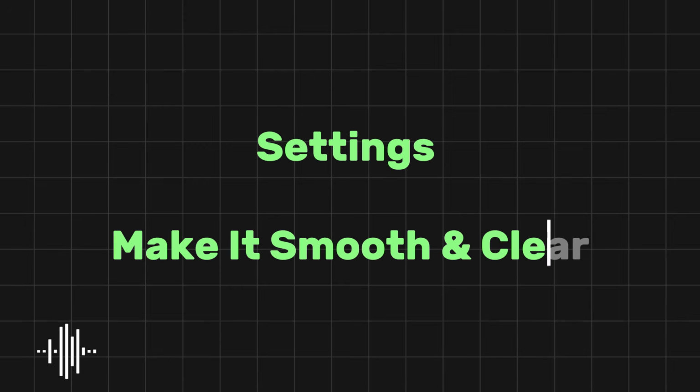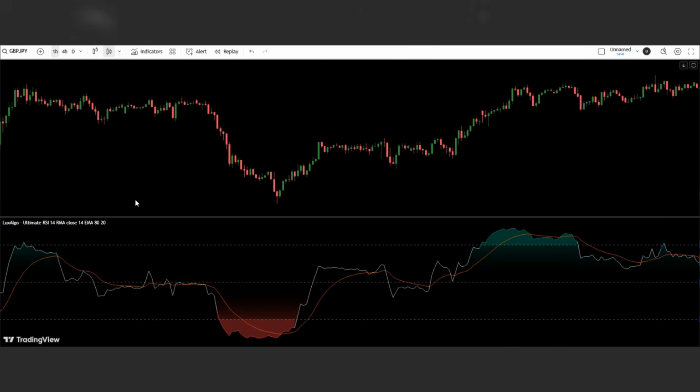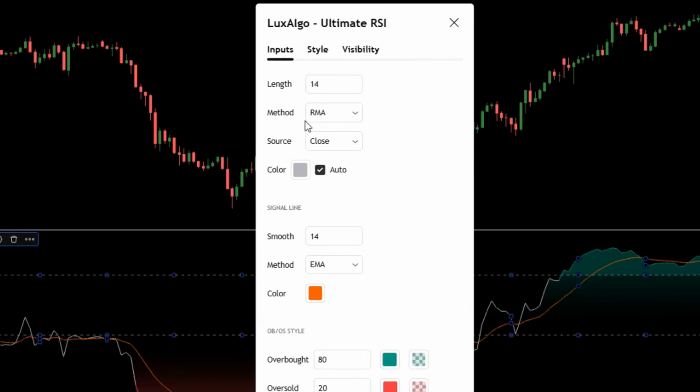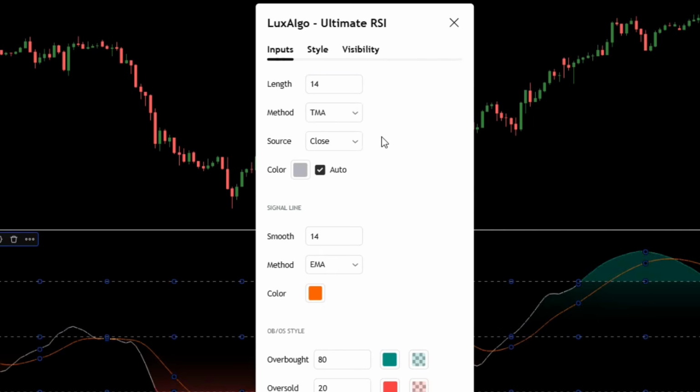Settings. Make it smooth and clear. Next, let's adjust the settings so it works smoothly. Open the indicator settings. By default, the RSI uses a rolling moving average, RMA, but we want smooth lines. So change the method to Triangular Moving Average, TMA. This makes the lines smoother and easier to read, but remember, smoother lines react a little slower to quick price changes. Do the same for the signal line.